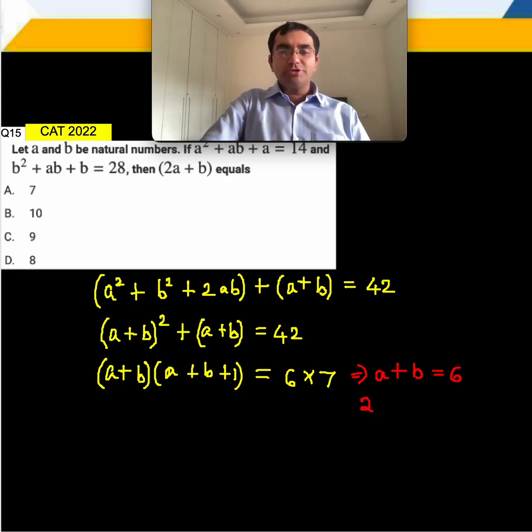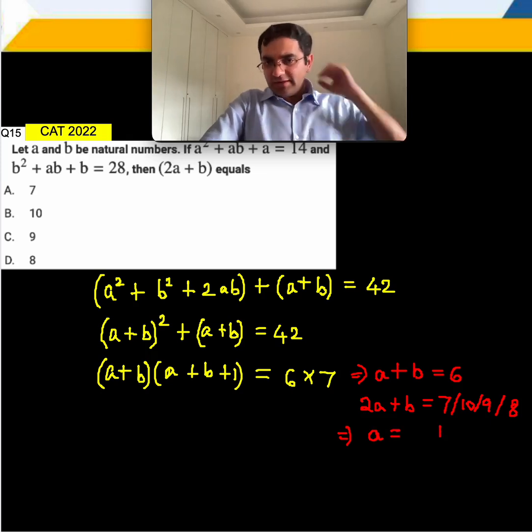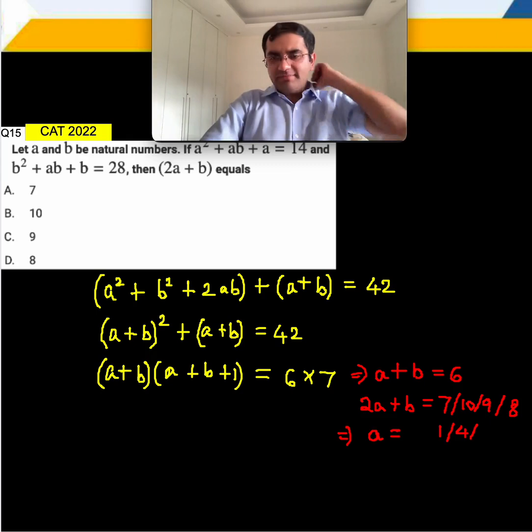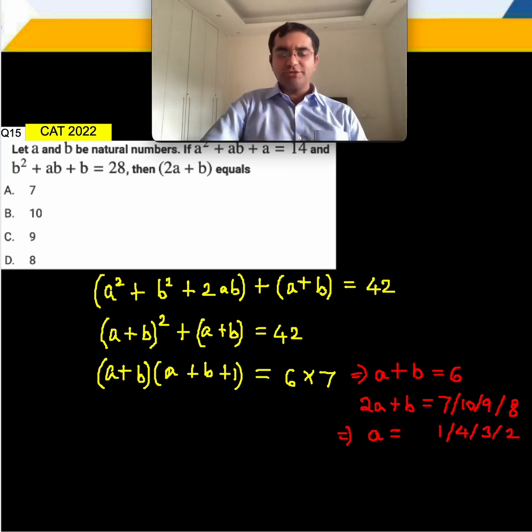So I go to the options. The value of 2a plus b is given as 7, 10, 9, 8. ठीक है, so out of 2a plus b I am given a plus b. 7 में से 6 इधर है तो a आ जाएगा. So a turns out to be 7 minus 6, that's 1. या फिर 10 minus 6, that's 4. 9 minus 6 is 3 and 8 minus 6 is 2.